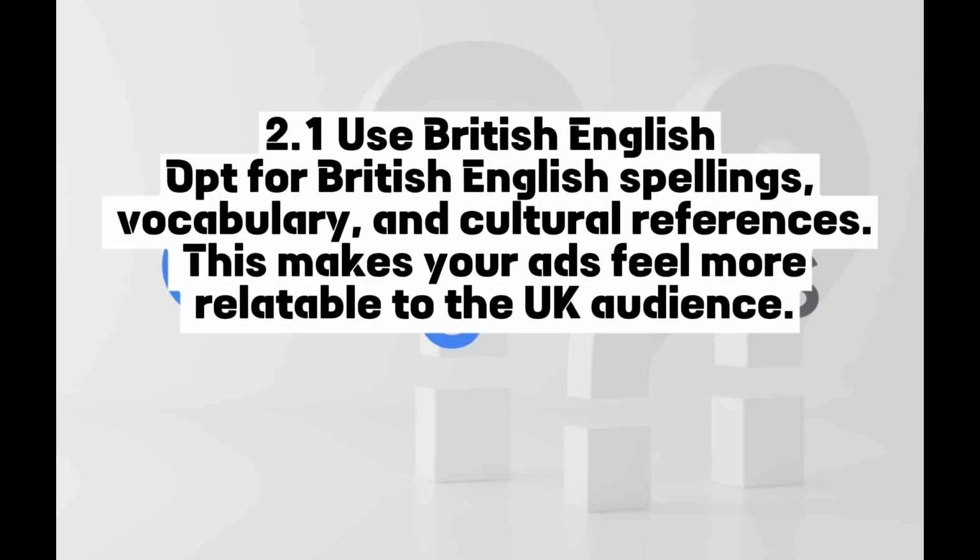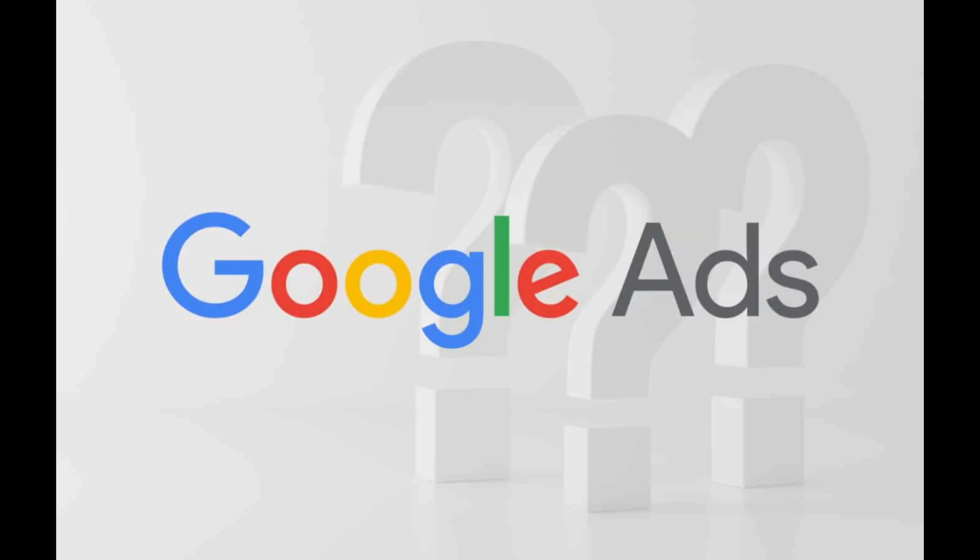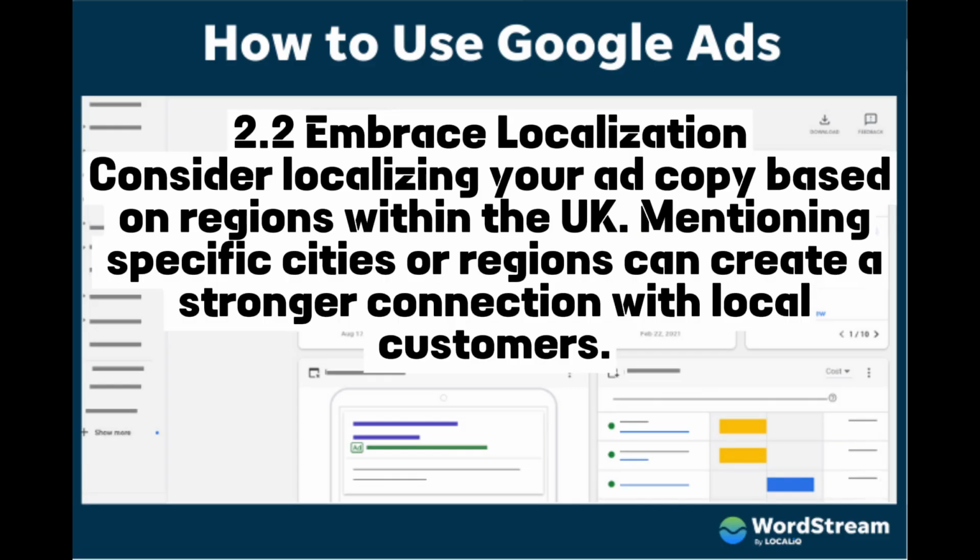2.1. Use British English. Opt for British English spellings, vocabulary, and cultural references. This makes your ads feel more relatable to the UK audience. 2.2. Embrace localization. Consider localizing your ad copy based on regions within the UK. Mentioning specific cities or regions can create a stronger connection with local customers.